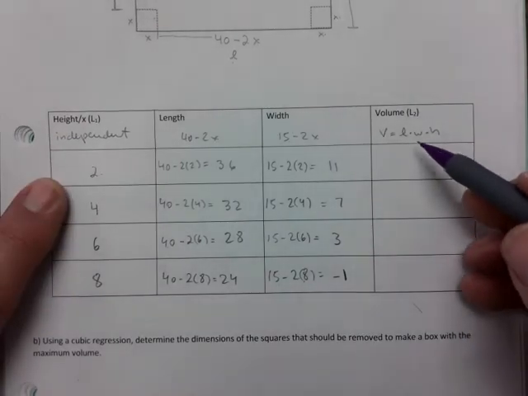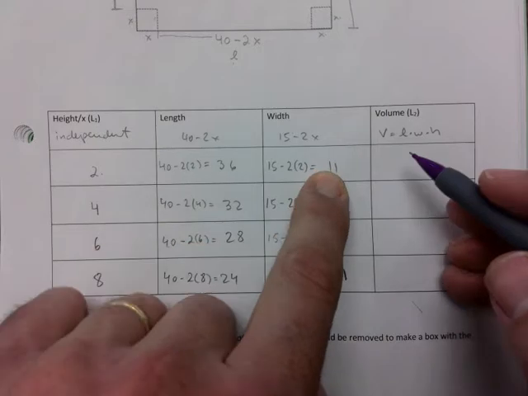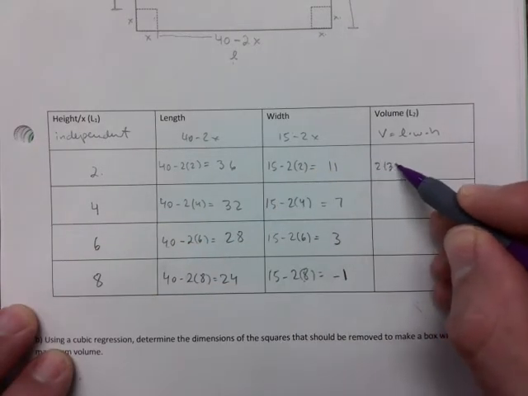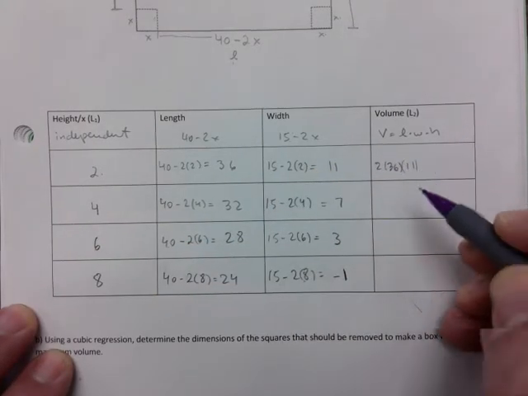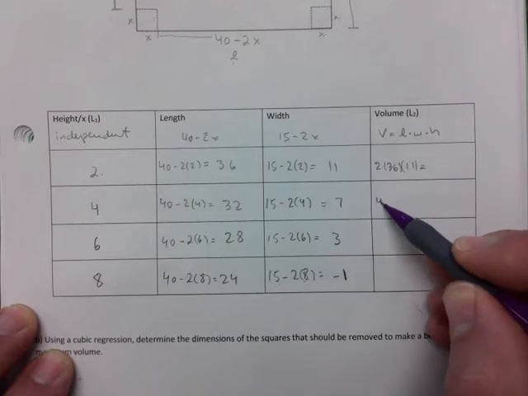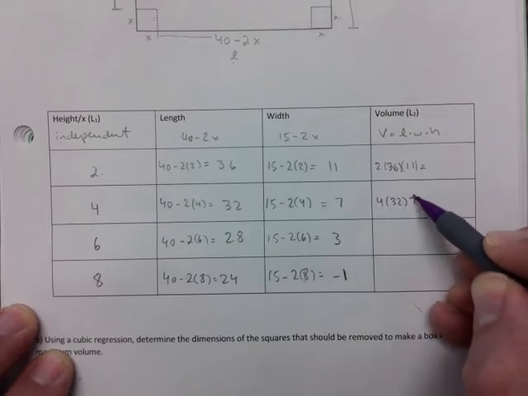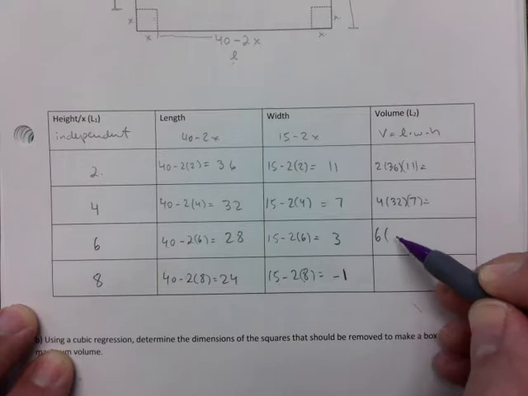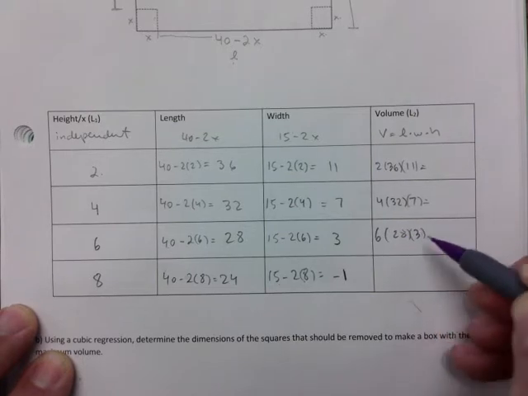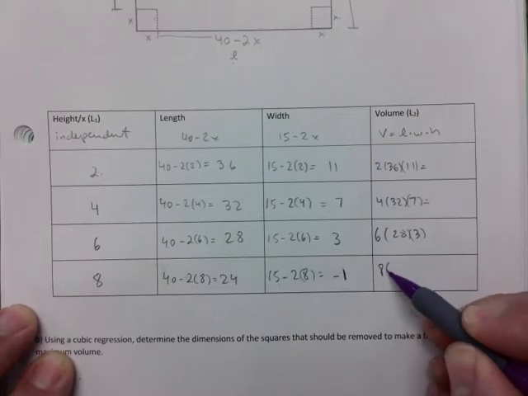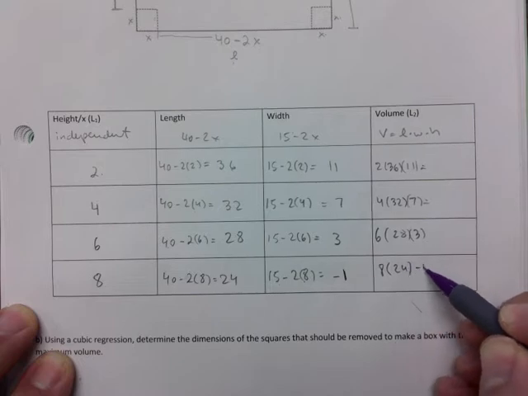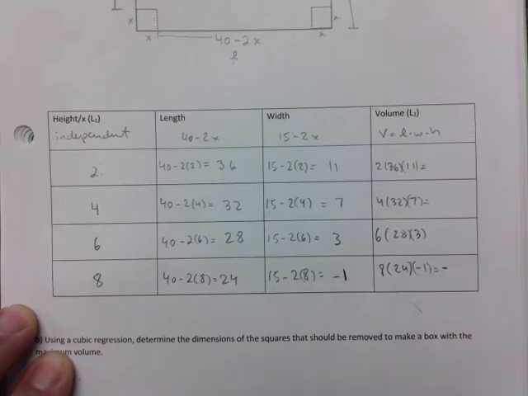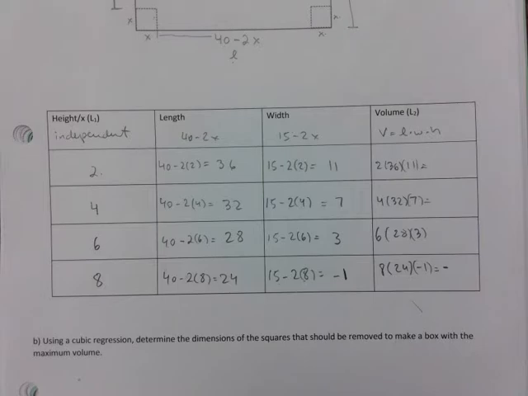And then we get our volume. So 2 times 36 times 11, right? And we'll figure that out. And then it's 4 times 32 times 7. And then it's 6 times 28 times 3. And then it's 8 times 24 times negative 1. So you're going to get a negative answer here because you have only one negative in there.